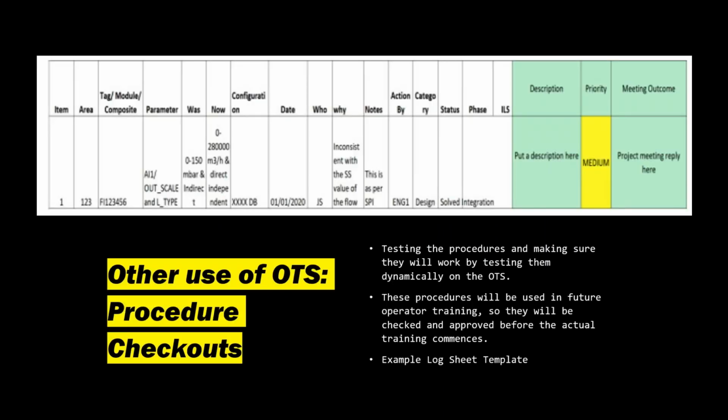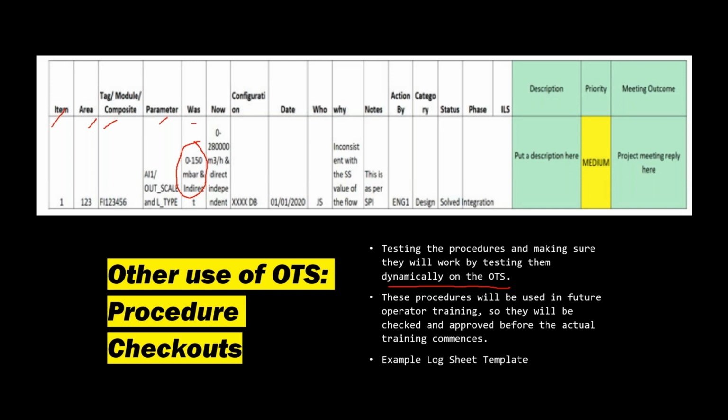Another use of the OTS is for procedure checkouts. So you can record the testing procedure and then make sure that it works by testing it dynamically on the OTS. Here you have item one in areas 1, 2, 3, for example, and then the tagging is like this. And then you have the parameters that you note. Initially, the parameter is 0 to 150 bar, for example, and then you change it to 0 to 280,000 flow rate, M3 per hour, and direct independent.